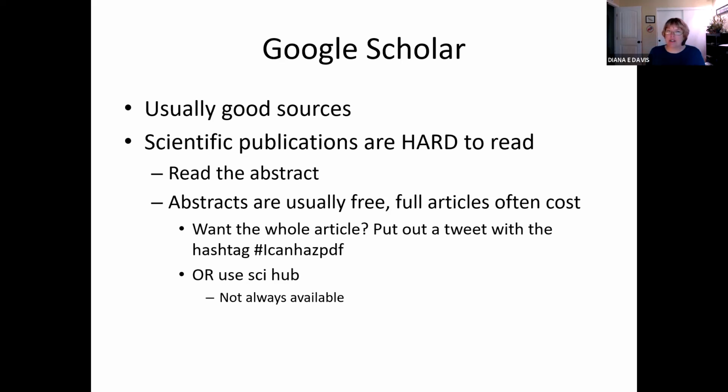Scientists like to share their information. Publishers like to charge you for that information. So you can often contact one of the authors of the publication and ask for a copy. And then there's something called Sci-Hub. Sci-Hub has pirated copies of papers. These aren't always available, but you can try that as well once you find a publication you want to read.